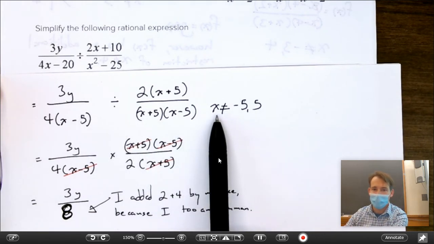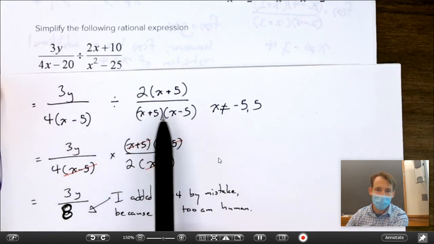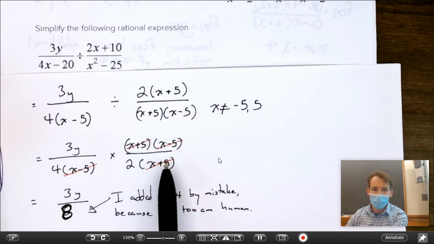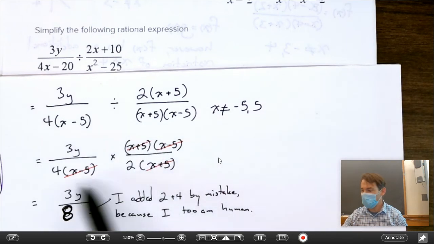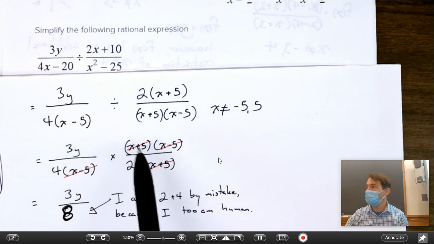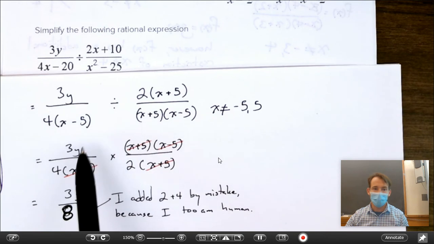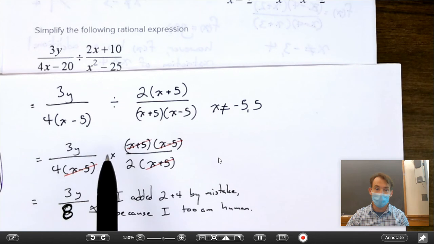Now, state your limitations. X is not equal to negative 5 or 5. I have 5 here and 5 here that it's not allowed to be, and negative 5 there. After I flip, I do not acquire any new restrictions on the domain. So I can just go ahead and multiply. When I'm multiplying these, I can cancel factors. X plus 5 cancels the x plus 5. The x minus 5 cancels the x minus 5. And I'm left uncanceled on the top with 3y, and on the bottom with 4 multiplied by 2, which is 8.